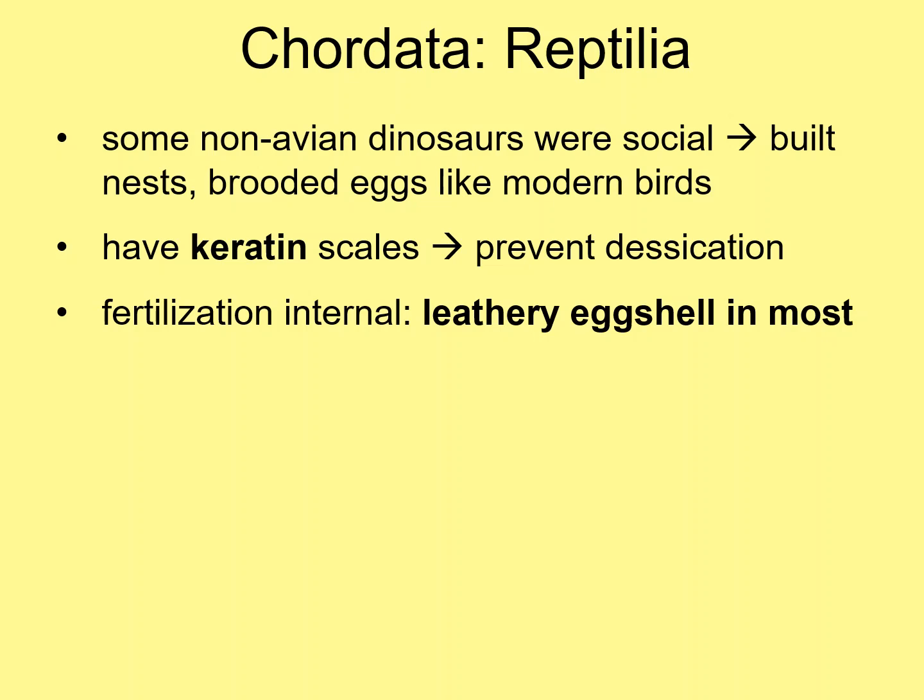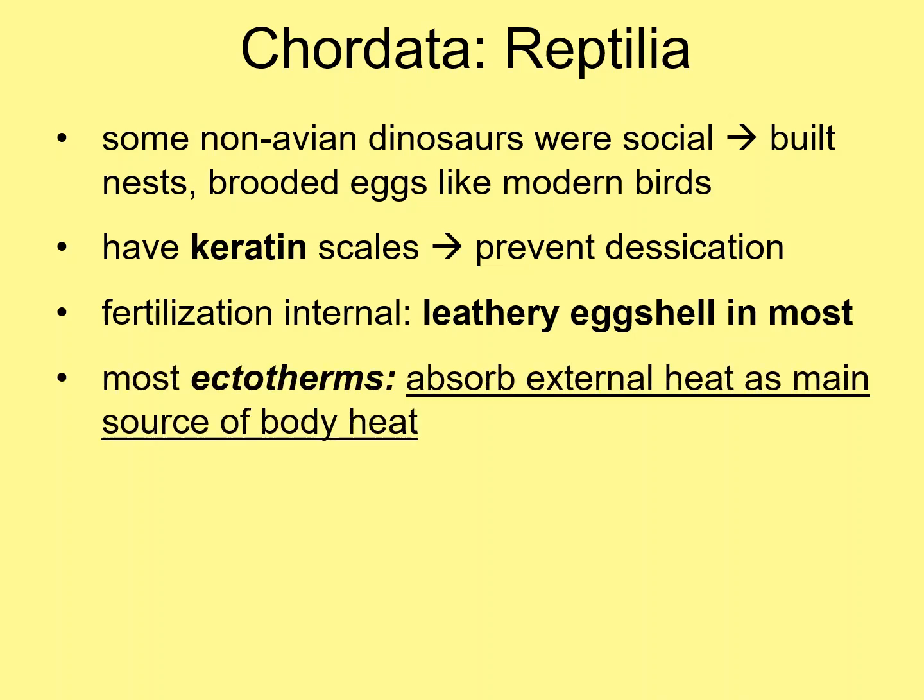So reptiles in general, getting ready to colonize those dry habitats, are covered in keratin scales over their skin to prevent desiccation, to prevent them from drying out. This is, of course, a separate origin or separate evolution of scales from fish scales. So these are homoplasies, this is not homologous.